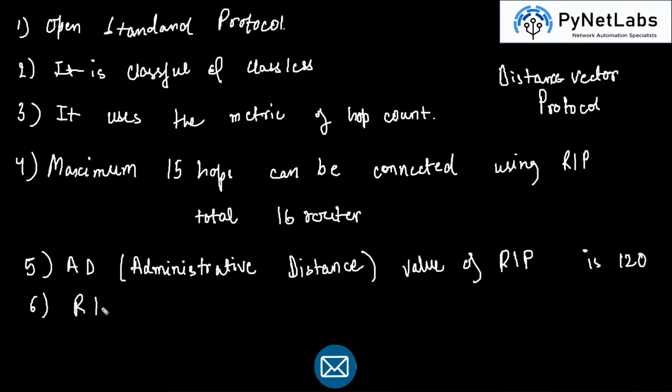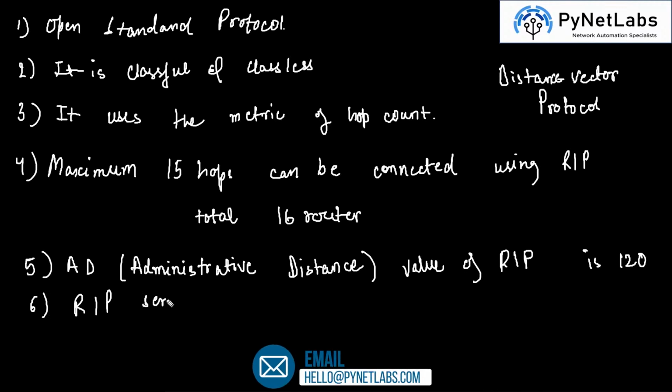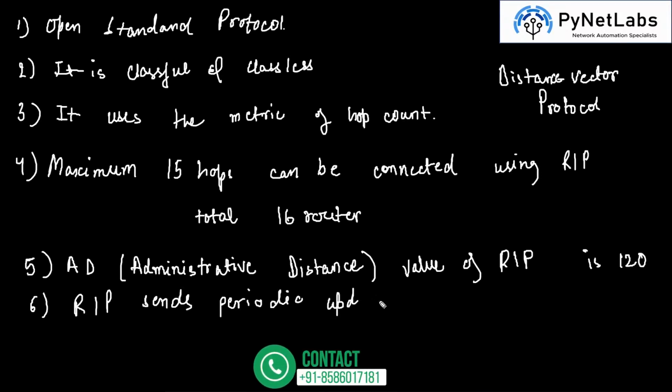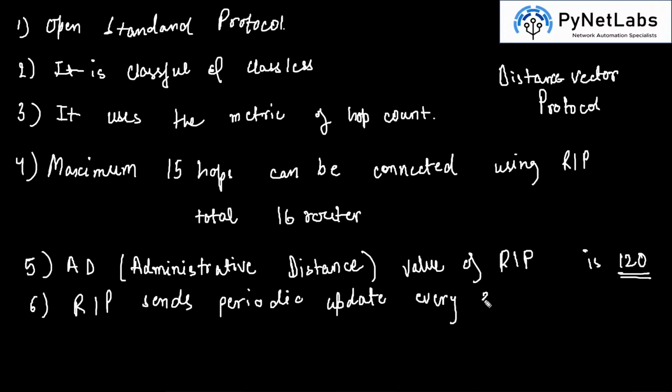Now this RIP sends periodic updates. I will let you know, don't worry. As of now, just keep in mind that 120 is for RIP. Once we talk about EIGRP and OSPF, we will discuss that. So RIP sends periodic updates every 30 seconds.